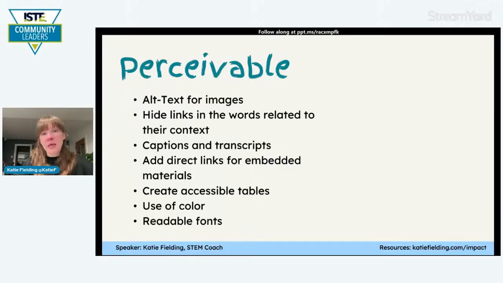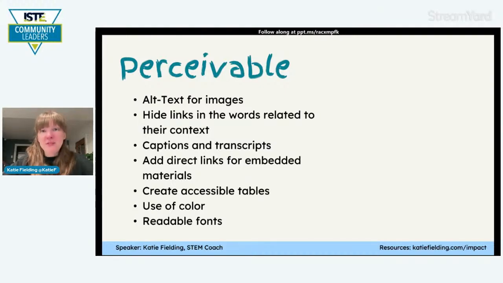But if you put the link hidden in the words that describe where they're going, that is going to be much more helpful. That also helps our neurodivergent students. So you can see where you're making a decision, a web content decision for blind or low vision. It's also going to help those who are neurodiverse and really need to know where they're going. So again, helps everyone ultimately.